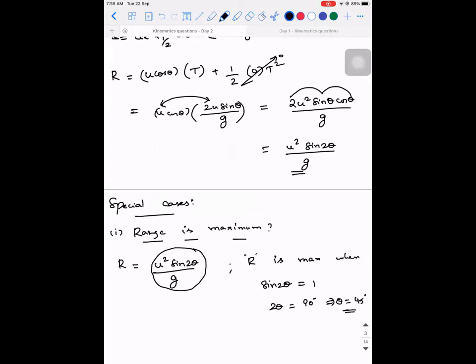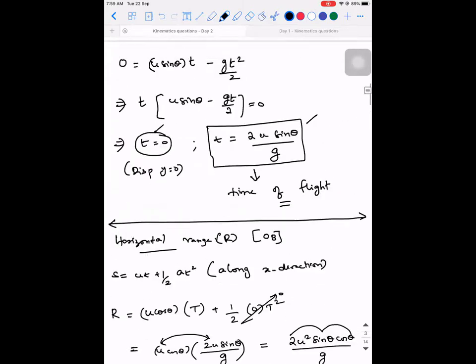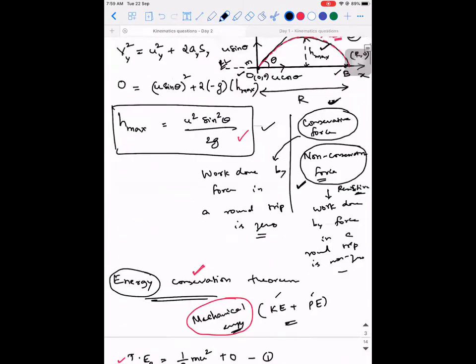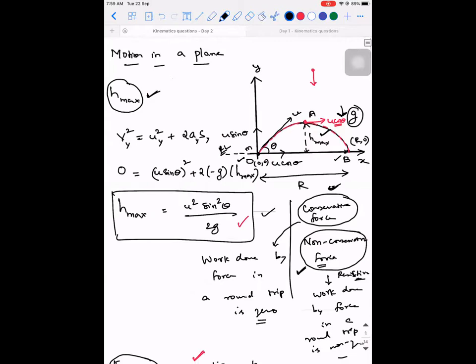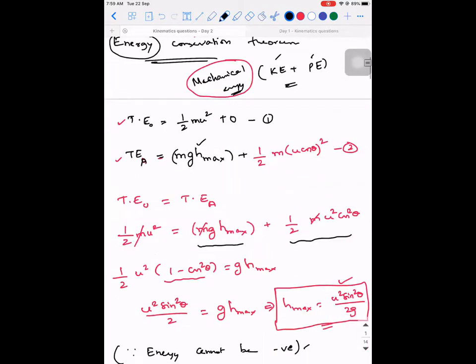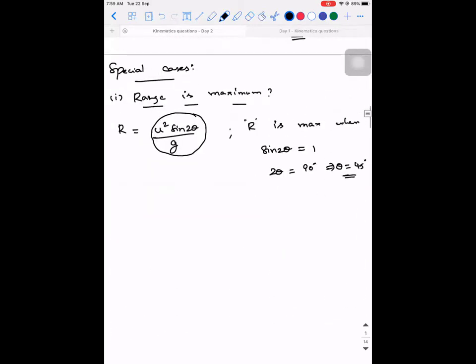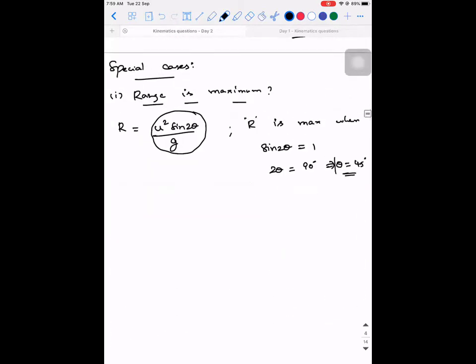Why I took a particular solution and not the general solution is because all the angles that we are dealing with are going to be acute only, because we are concerned about the motion of an object within a particular quadrant. So within a particular quadrant, the range is going to be between 0 to 90 degrees. That is, theta is equal to 45 degrees.